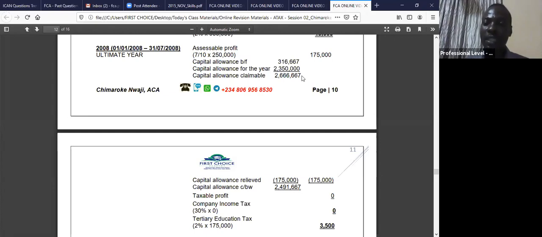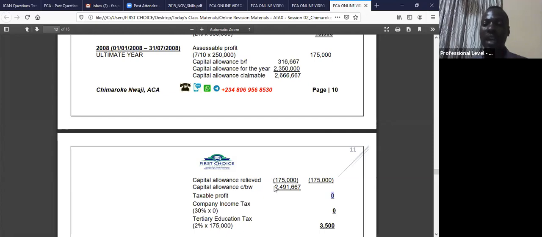But if this is bigger than this, carry the whole of the profit and put it here. The aim is to make your taxable profit 0. That is the aim, to make your taxable profits 0. So you bring your profit figure here, you repeat it here, you repeat it here. So here is 0, and you cannot charge income tax on 0. But your education tax must be charged on 175,000.